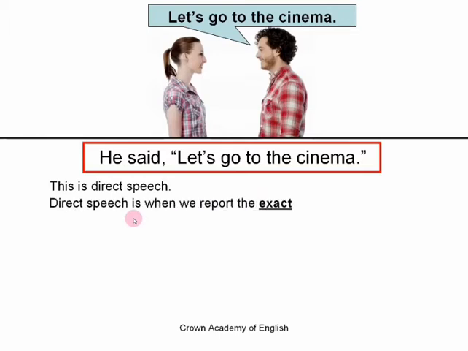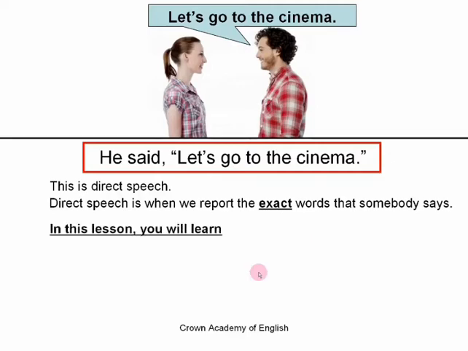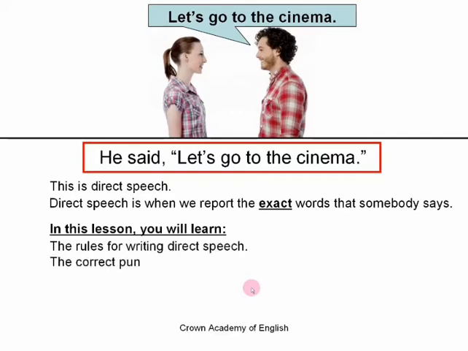Direct speech is when we report the exact words that somebody says. So here, the exact words are, "Let's go to the cinema." So this is direct speech. In this lesson, you will learn the rules for writing direct speech, also the correct punctuation, and also some vocabulary to report direct speech.